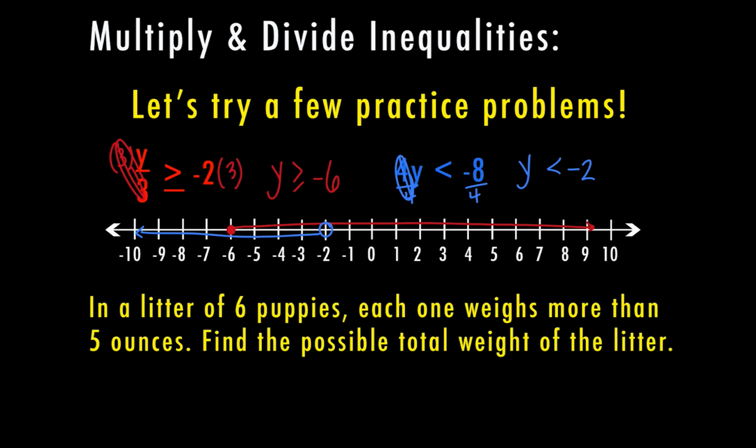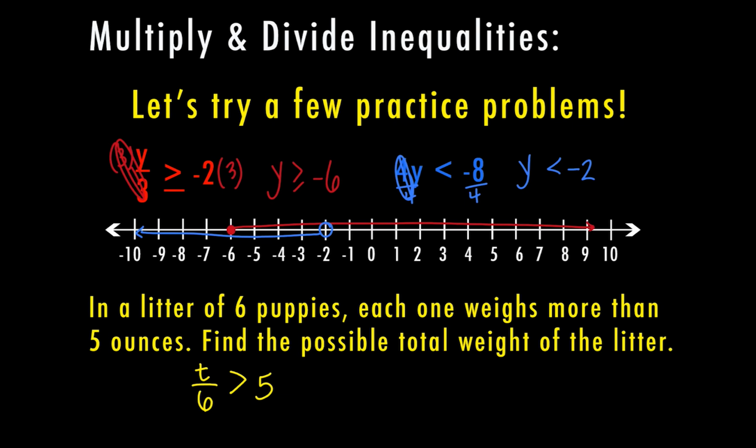For our last problem here, we're going to use a real-world situation. In a litter of 6 puppies, each one weighs more than 5 ounces. Find the possible total weight of the litter. So we want to find the total weight, and if that's divided by 6 puppies, they all weigh more than 5 ounces. So this right here will give us the total weight of the puppies, or at least the total weight that's going to be more than.